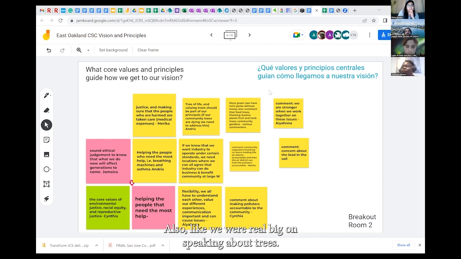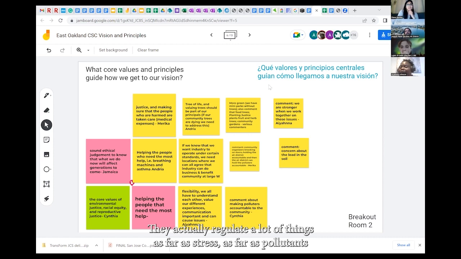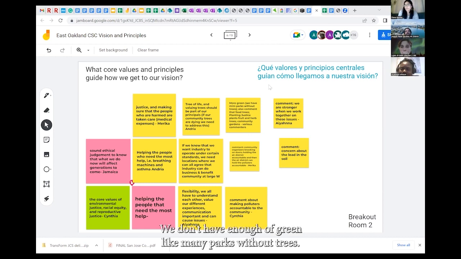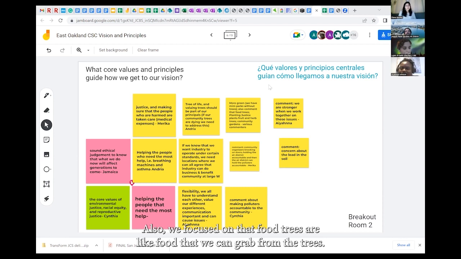Also, we were real big on speaking about trees. Trees are a valuable part of our lives, and we don't value them enough, and we don't have enough of them in East Oakland. They regulate a lot of things as far as stress, as far as pollutants in the air, and a lot of them are dying. We don't have enough green, like many parks without trees. Also, we focused on that.